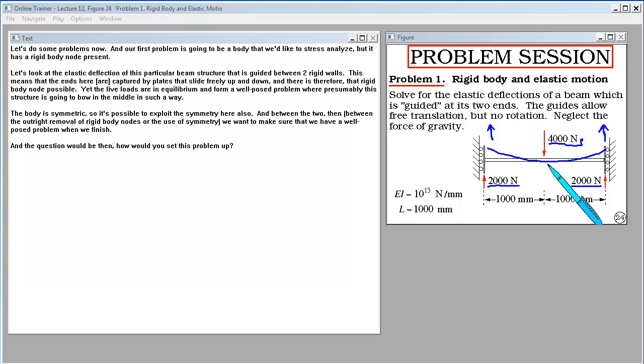The body is symmetric, so it's possible to exploit the symmetry here also. And between the two then, between the outright removal of rigid body modes or the use of symmetry, we want to make sure that we have a well-posed problem when we finish. And the question would be then, how would you set this problem up?